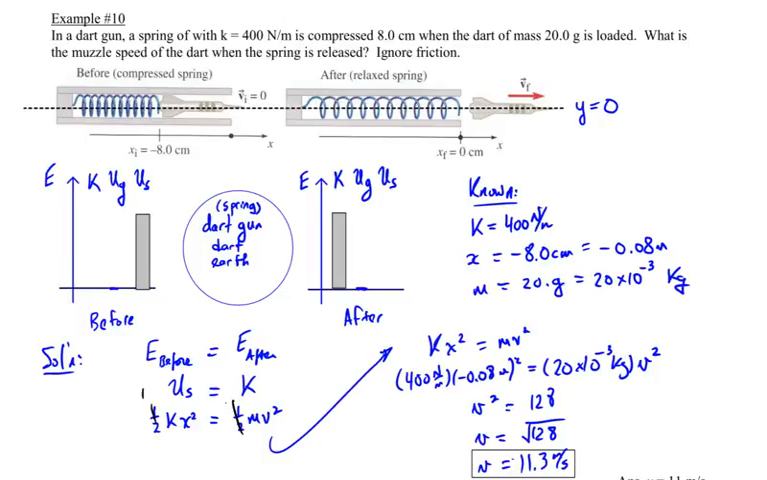And this is, by the way, a conservation of mechanical energy because we are assuming that there is no friction, so we're not losing any energy out of the system in the form of heat and so forth. All right, that's it for this example.